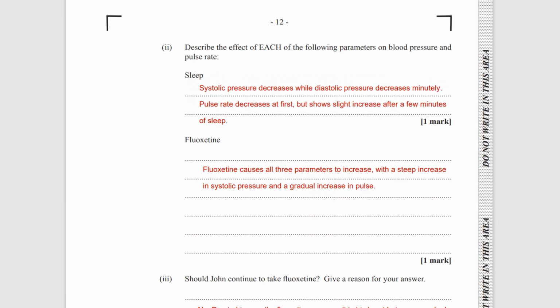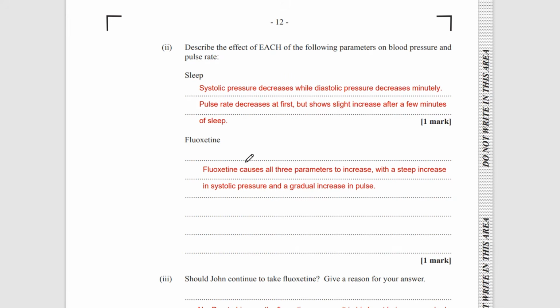So all of these here we just talk about, so I'll just read the answers. This is: describe the effect of each of the following parameters on blood pressure and pulse rate. Well, if you go back to where I was talking about the graph with sleep, we said that systolic pressure decreases while diastolic pressure decreases minutely, so not as much. And the pulse rate decreases at first, but it may show slight increase or fluctuations after a few minutes. That's easy, just 1 mark.